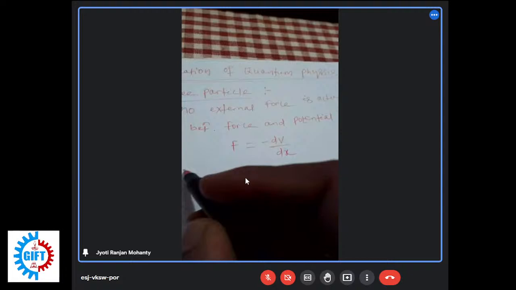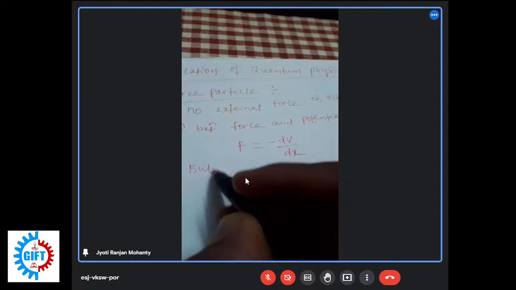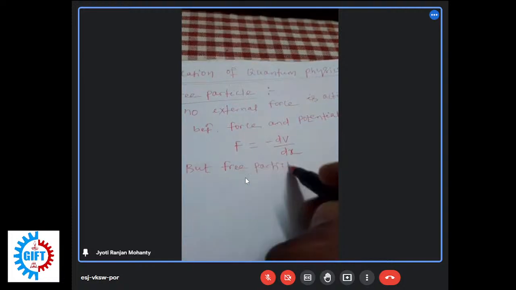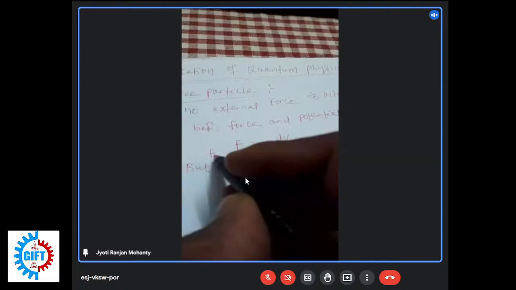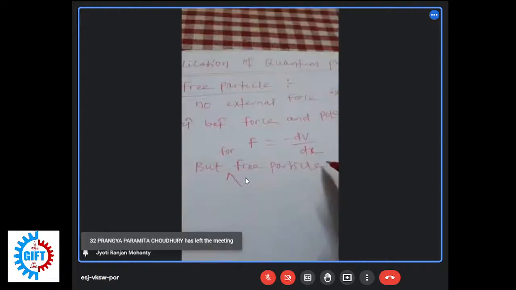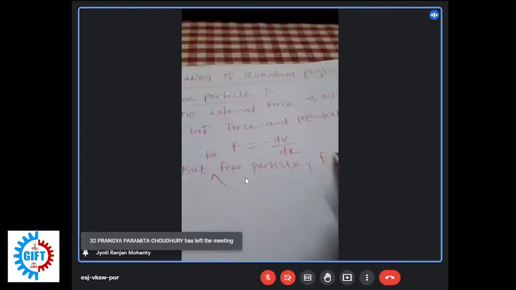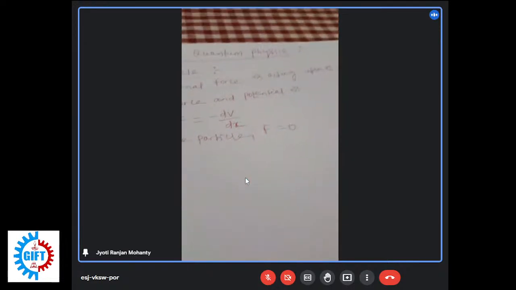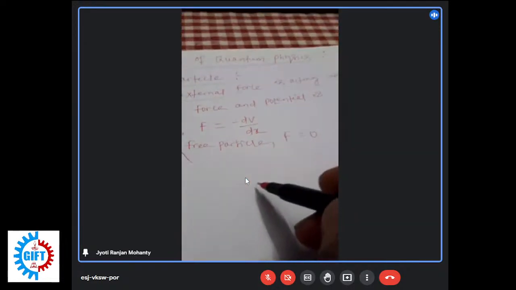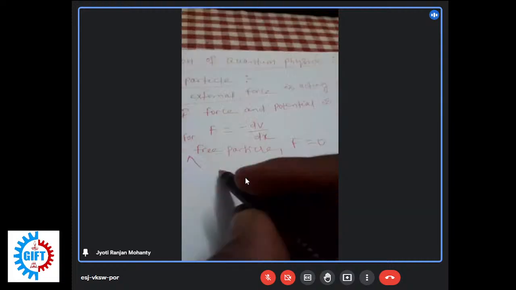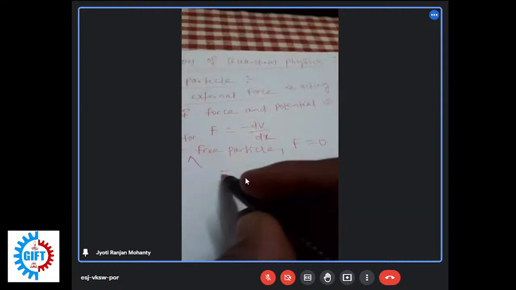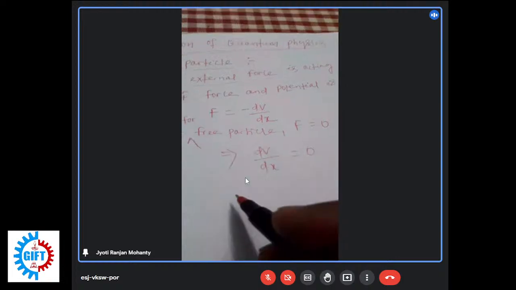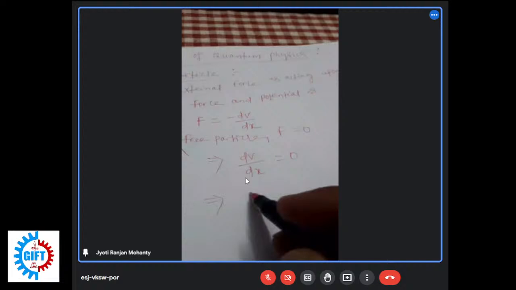But for a free particle, what is your F? F is equal to 0. No external force means F is equal to 0. So if F is equal to 0, this implies dV by dx is equal to 0. If dV by dx is equal to 0, then V is equal to constant.